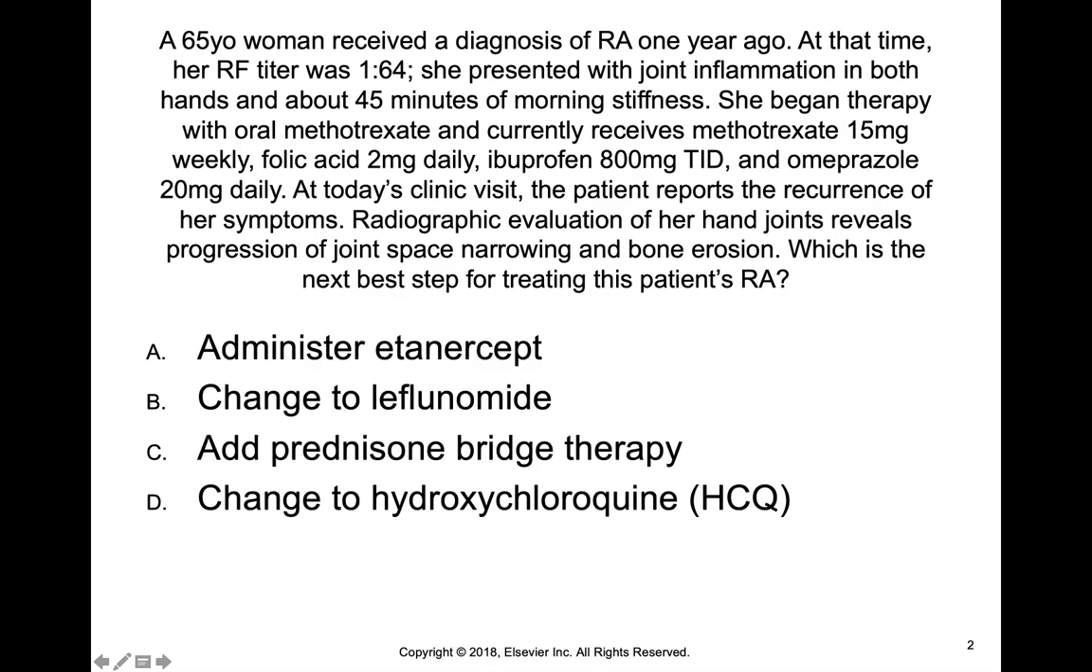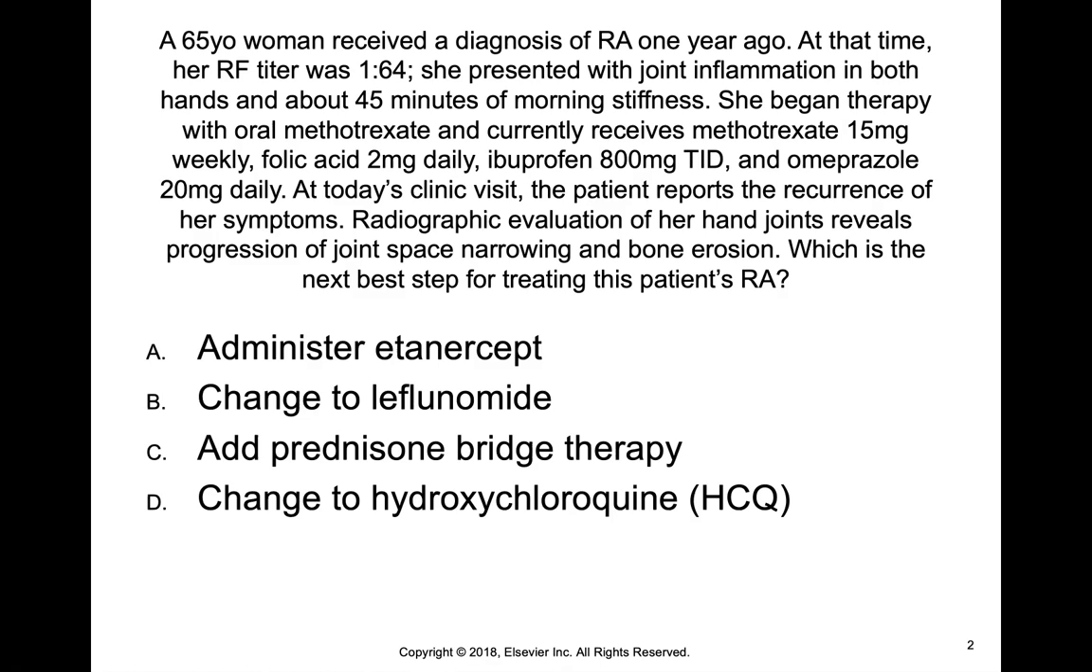She presented with joint inflammation in both her hands and about 45 minutes of morning stiffness. She began therapy with oral methotrexate and currently receives methotrexate 15 mg weekly, folic acid 2 mg daily, ibuprofen 800 mg 3 times a day, and omeprazole 20 mg daily. At today's clinic visit, the patient reports the recurrence of her symptoms.